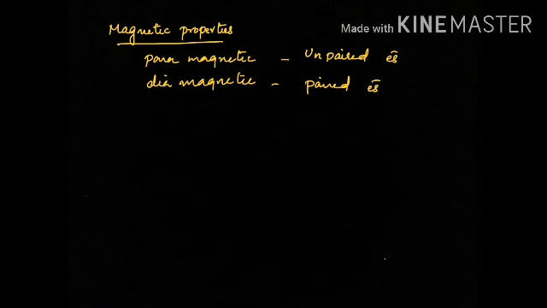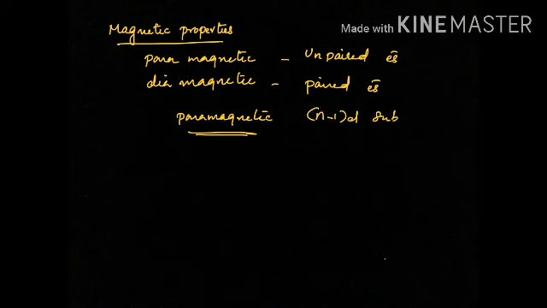Normally a transition element is paramagnetic. It will contain unpaired electrons in its n-1 d subshell. Hence, they are paramagnetic. But there are exceptional cases for certain ions.